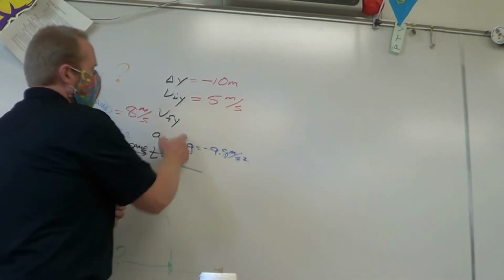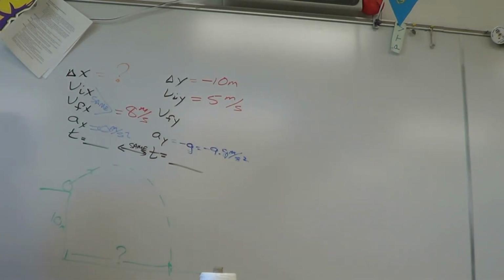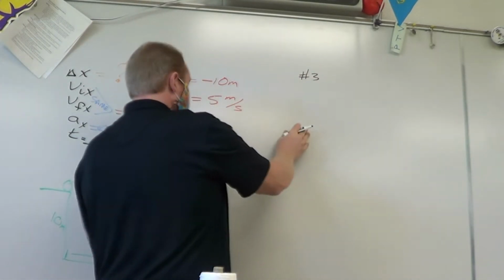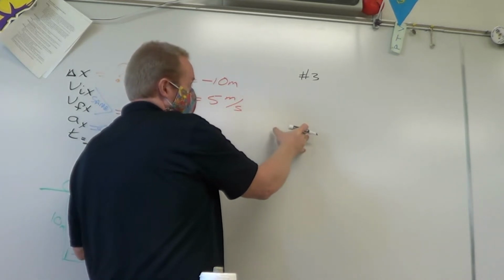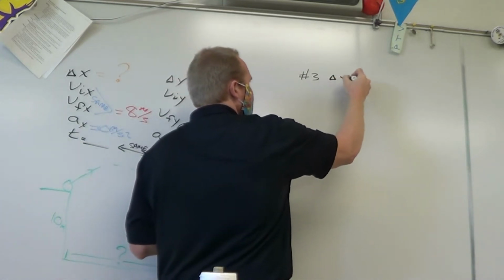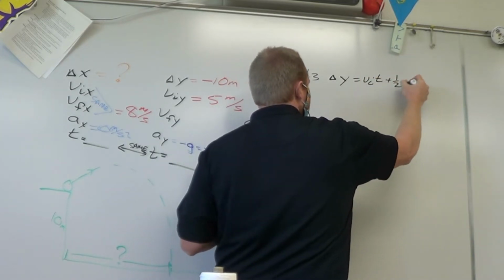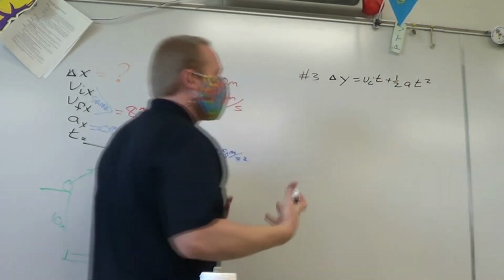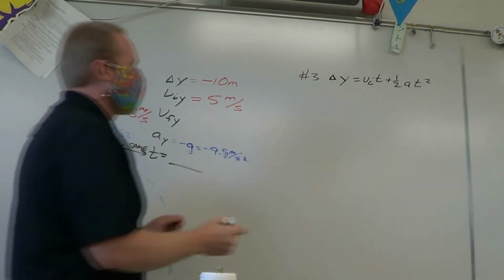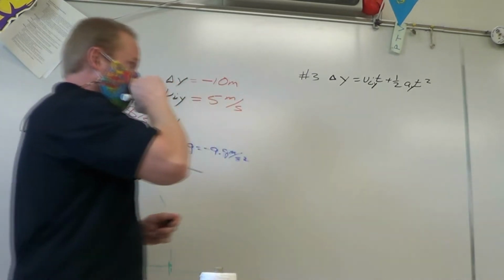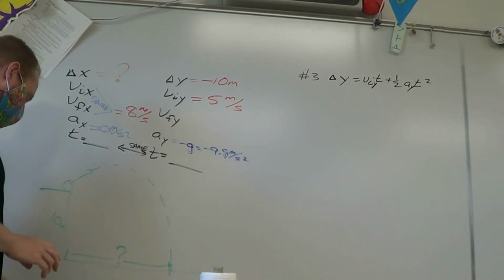Since I don't know final velocity in the y direction, I have to choose an equation. And equation number 3 is the equation that we have that doesn't have a final velocity. Delta y is equal to viy t plus 1/2 ay t squared. That's my equation. Oops, I forgot my y's. So that's my equation number 3.